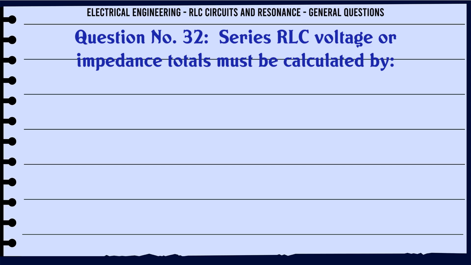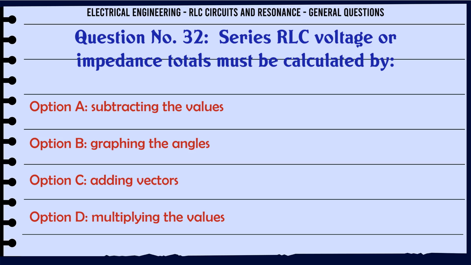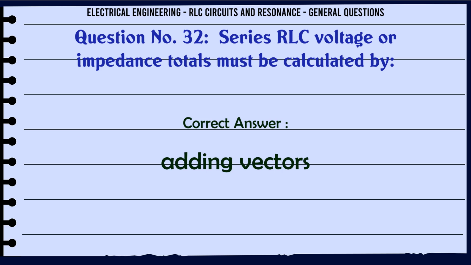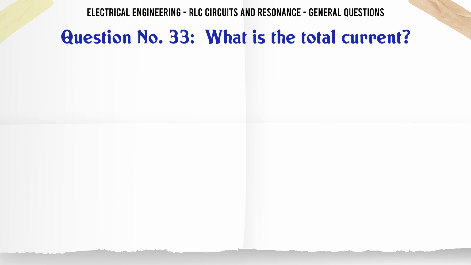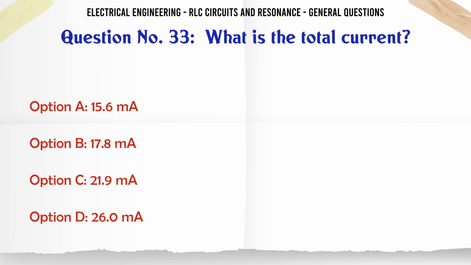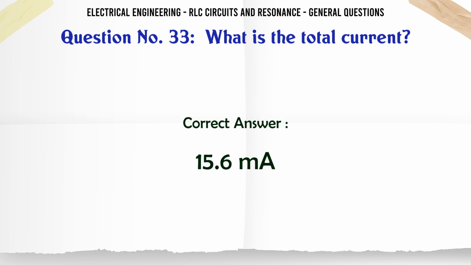Series RLC voltage or impedance totals must be calculated by A. Subtracting the values. B. Graphing the angles. C. Adding vectors. D. Multiplying the values. The correct answer is adding vectors. What is the total current? A. 15.6 mA. B. 17.8 mA. C. 21.9 mA. D. 26.0 mA. The correct answer is 15.6 mA.